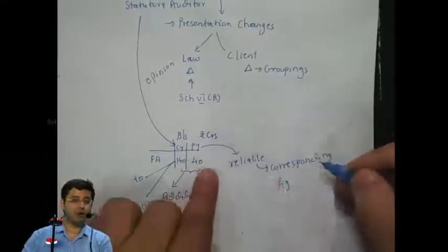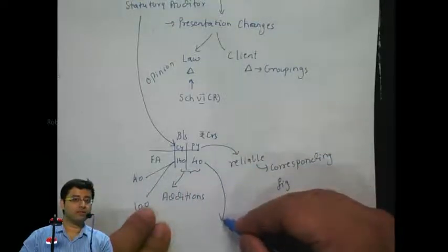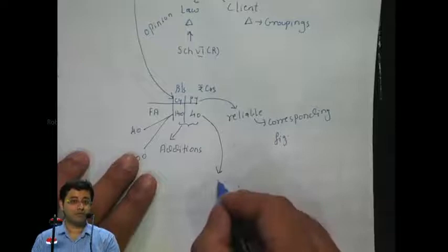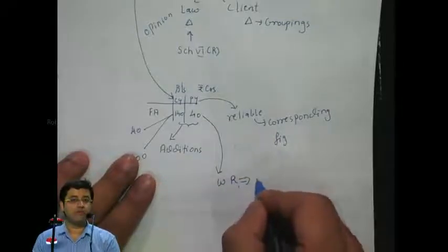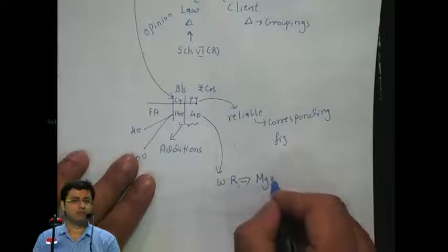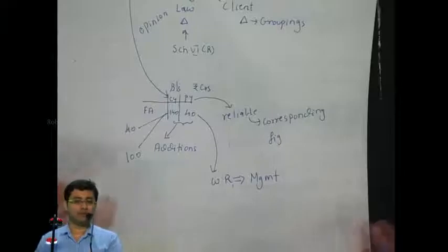I have to not only check the reliability of this information, I have to confirm that this information is valid or not, for which the standard tells me that I have to obtain WR from the management. What is this WR? Additional audit evidence. I have to obtain written representation from the management. So, corresponding information, what is this corresponding?